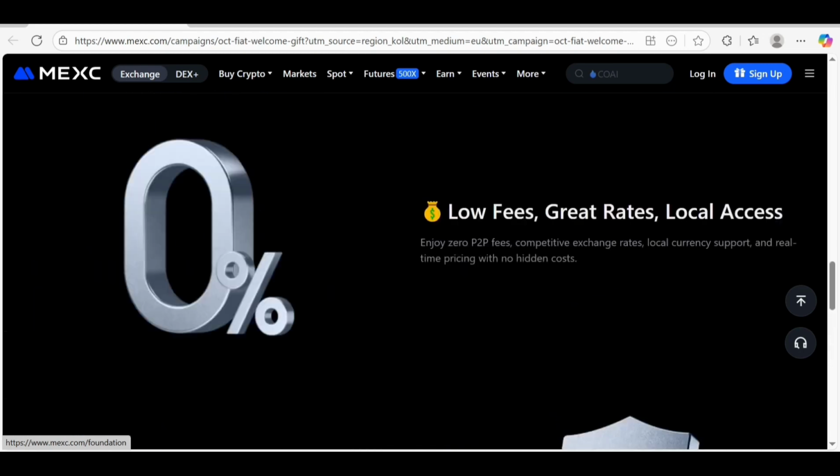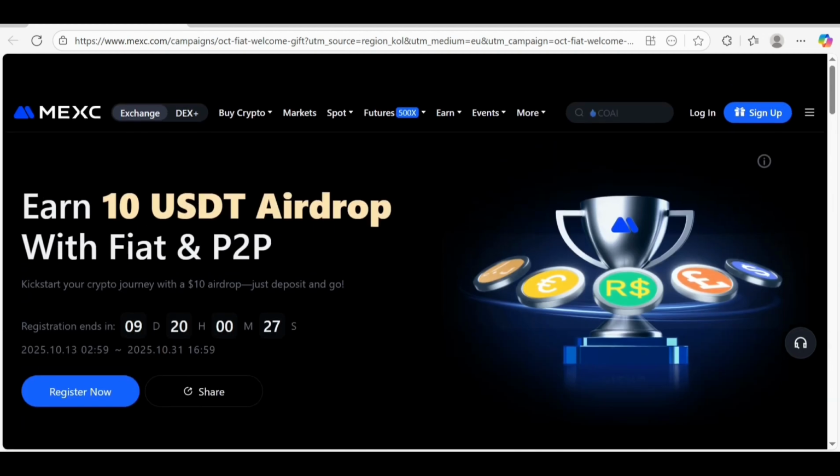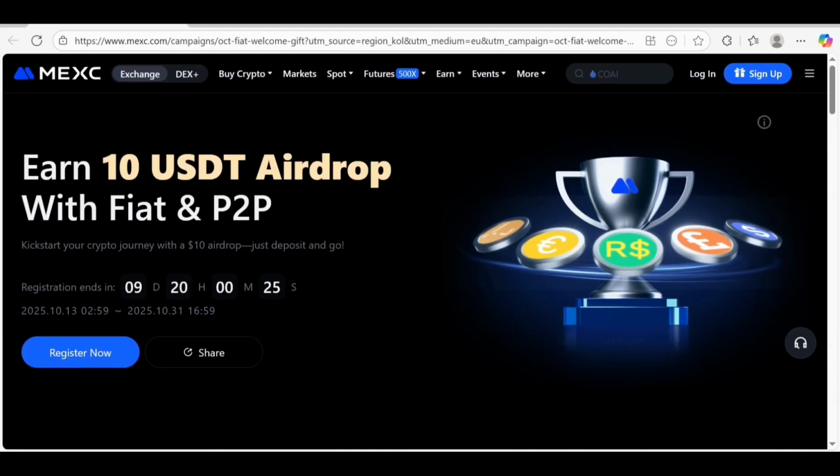You can also check it out, guys. So guys, you are one step away, so go and register now on the MEXC exchange and take a new start in the cryptocurrency exchange here.